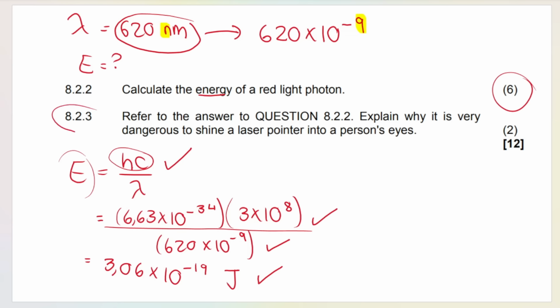Okay, refer to the answer to question 8.2.2 and explain why it's dangerous to shine a laser pointer in a person's eye. So your answer for 8.2.3 is that lasers have a high energy and intensity, and therefore it can penetrate the skin tissues and it can cause harm, it can cause damage.